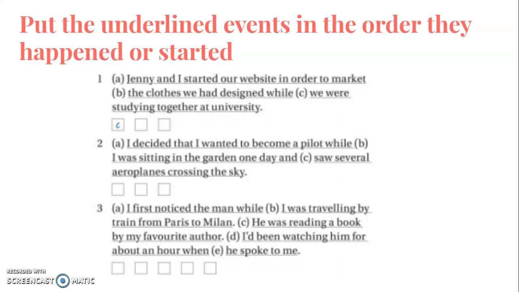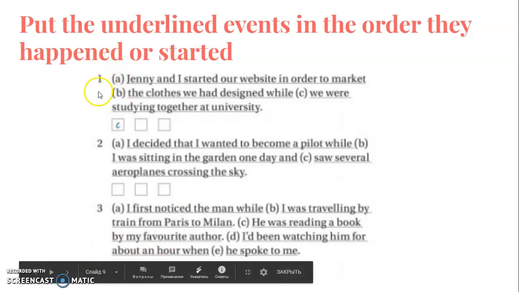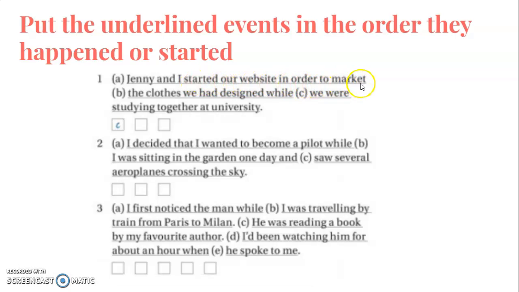For example, let us do exercise 1. Jenny and I started our website in order to market the clothes we had designed while we were studying together at university. So we have a hint that the first thing that happened, it was C. We were studying together at university. Then, what comes first? Jenny and I started our website in order to market, or the clothes we had designed while.